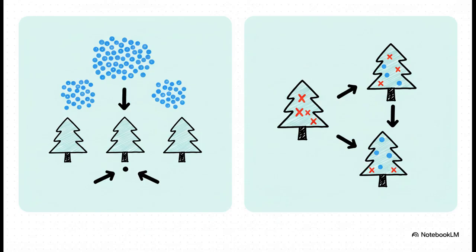Then on the other side, you have boosting. This is totally different. It's more like building a relay team of specialists. The first model makes a guess, then the second model's entire job is to focus on fixing the mistakes the first one made. Then the third model fixes the second one's mistakes, and on it goes. This step-by-step approach is an absolute powerhouse for reducing bias, which just makes the model fundamentally more accurate.